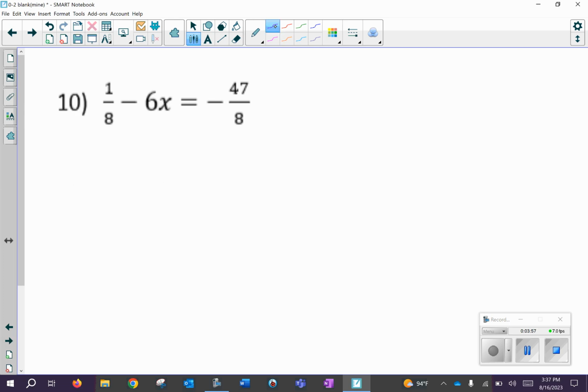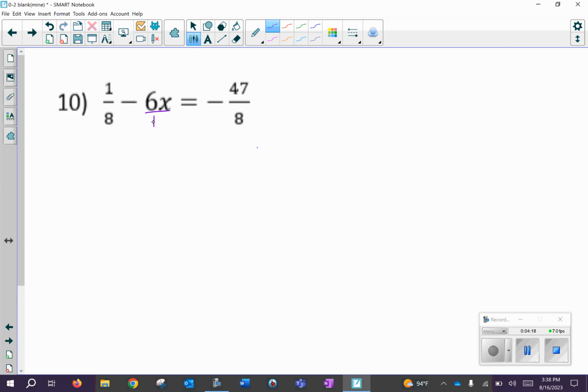All right, number 10 from the summer packet then. All right, we want to get used to clearing fractions. So maybe let's take care of that part first. That's what we do in upper level mathematics. So I want to make this a fraction first thing to make that a little bit easier. Remember, you can make anything a fraction by putting it over 1.